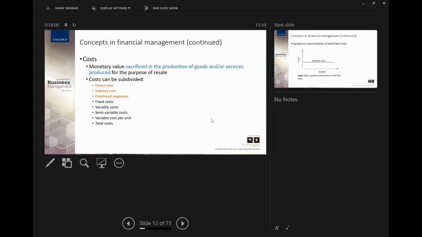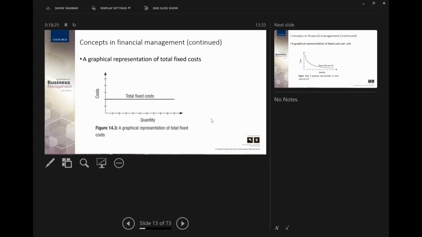All right, and then variable cost per unit. This is dependent on output. The more units we produce, the higher our variable costs. If we don't produce any units or products, we're obviously not going to have any variable costs per unit at least. And then obviously we got our total costs. That's when we add all our costs together. So that will obviously be made up of your variable and your fixed costs. Okay.